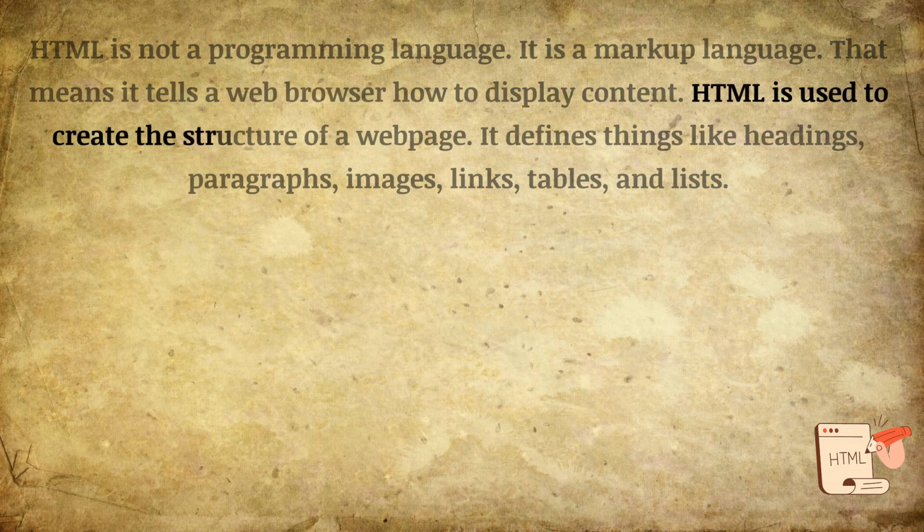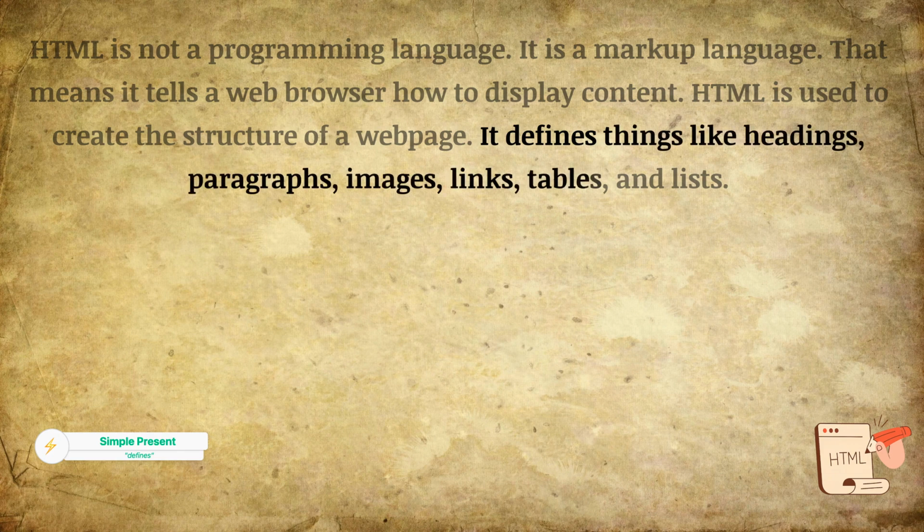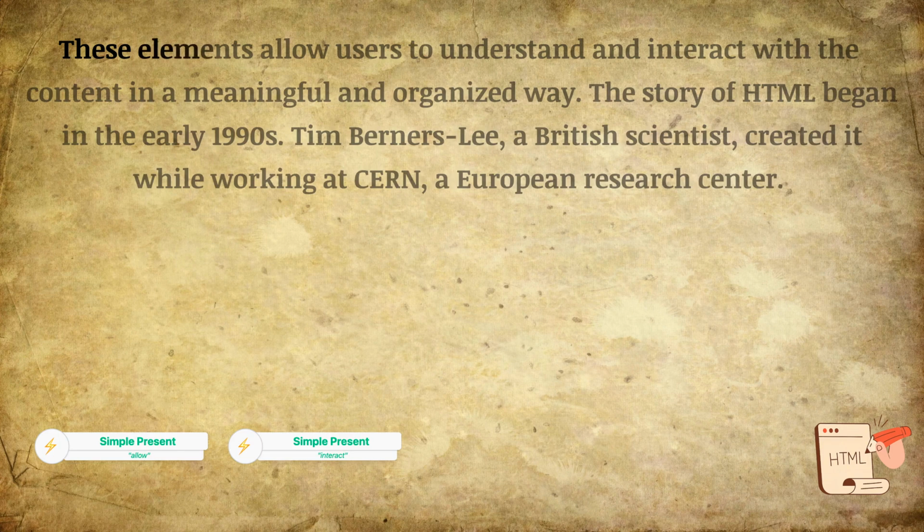HTML is used to create the structure of a web page. It defines things like headings, paragraphs, images, links, tables, and lists. These elements allow users to understand and interact with the content in a meaningful and organized way.